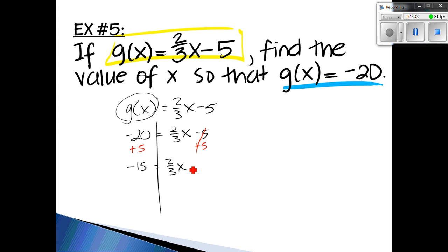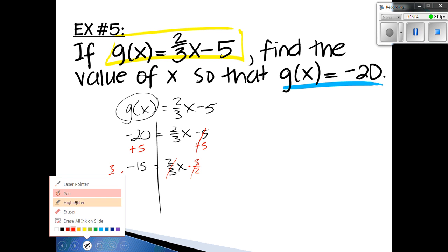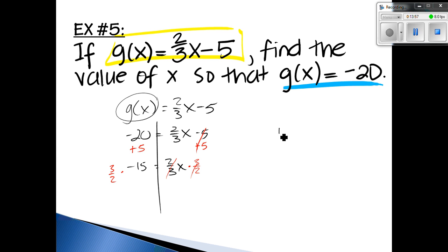And now how do I get rid of a fraction? I can't divide by 2/3. Okay, we're doing this by hand. We're going to multiply by 3/2. So just off to the side, I'm doing negative 15/1 times 3/2. We multiply straight across, we get negative 45. 1 times 2 is 2. And then can I reduce that? Nope. So we get negative 45/2 equals x. Remember, it's okay to have a fraction as your final answer.